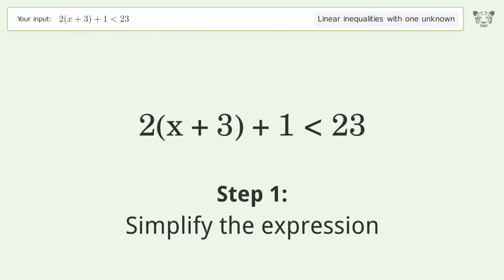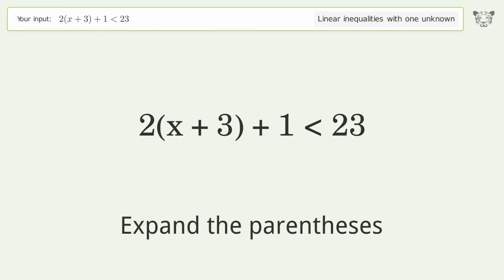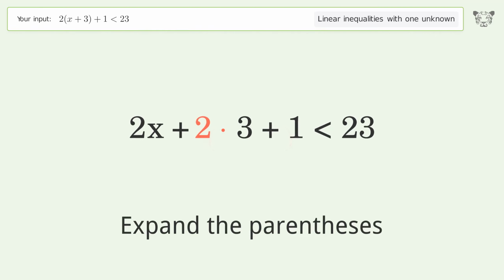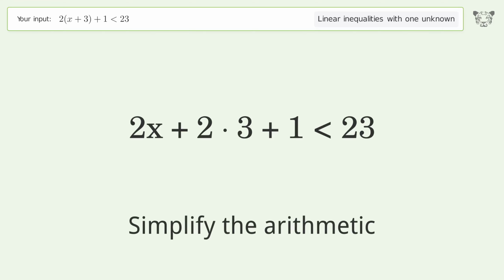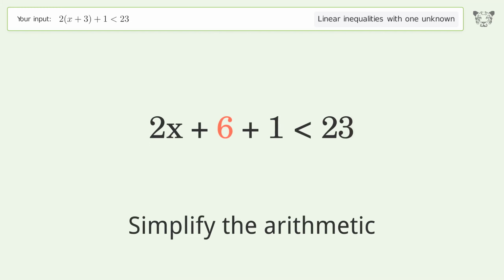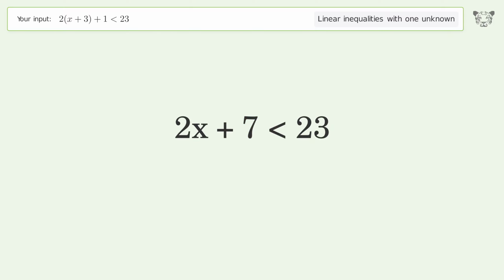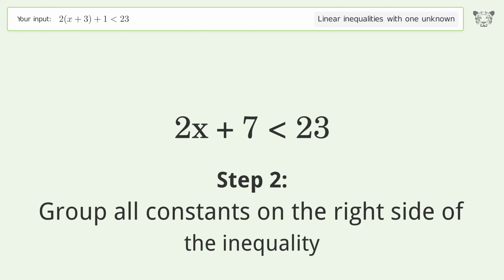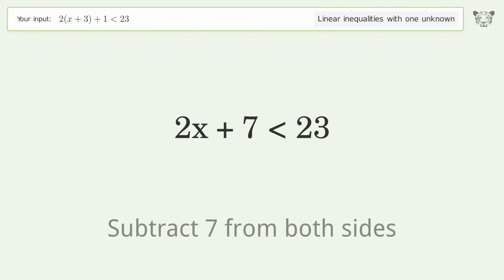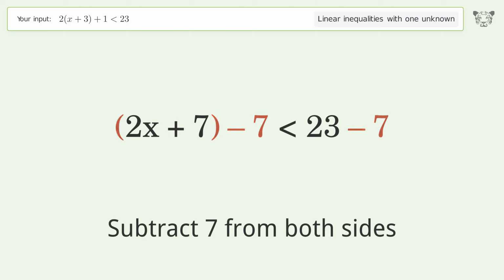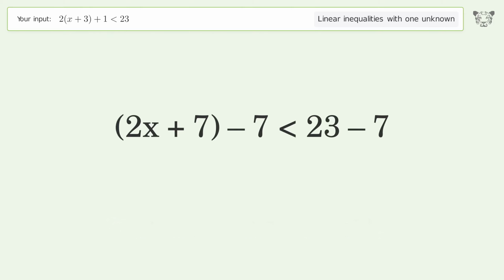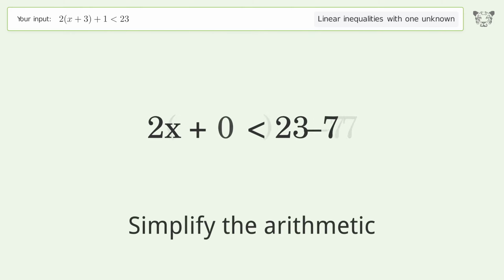Simplify the expression. Expand the parentheses. Simplify the arithmetic. Group all constants on the right side of the inequality. Subtract 7 from both sides. Simplify the arithmetic.